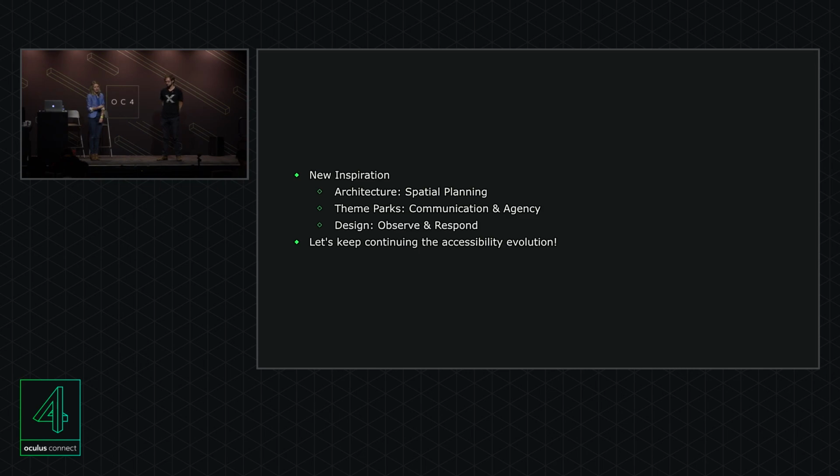So in conclusion, we really know now that there's a lot of different areas that you can pull from in order to make your experiences more accessible. Whether it's through architecture and taking into account spatial planning for the physicality of VR, or theme parks really engaging in effective communication, agency, making opportunities for people to self-select and opt into your experience. Or whether it's through your design, testing, observing, and responding to what these situations might be. And then, of course, through surveys, getting that feedback.